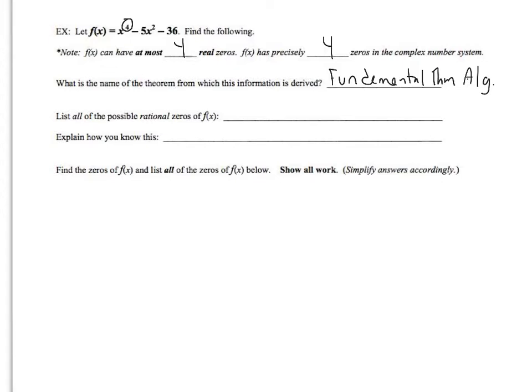So first thing I'll do is look for all the possible rational zeros of f of x. So these are my p's and this is my q. Now q in this case is just 1. That's nice. So really all I'm looking for is factors of 36. The possible factors of 36 are 1 and 36, 2 and 18, 3 and 12, and 6 and 6. And again, this is just from the rational roots test.